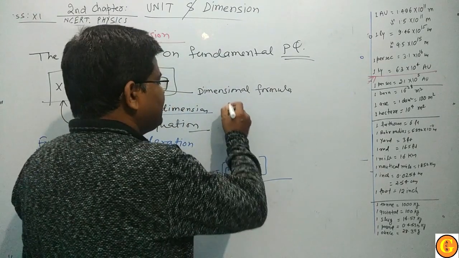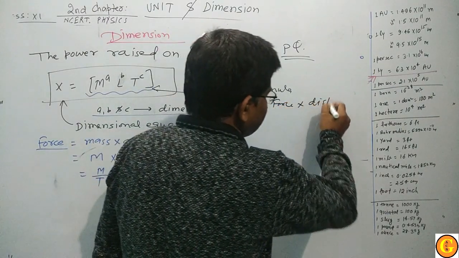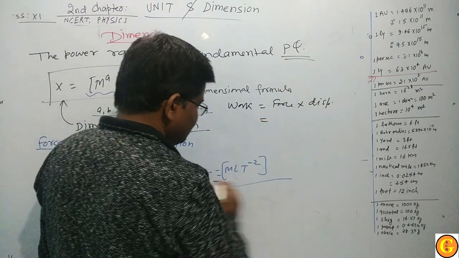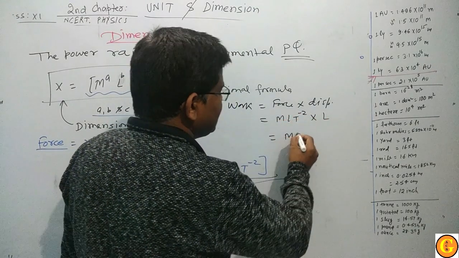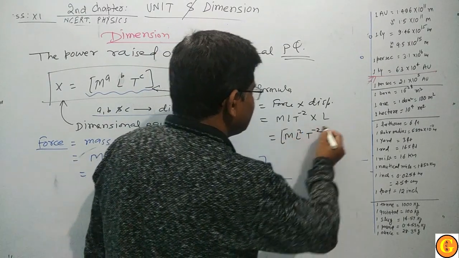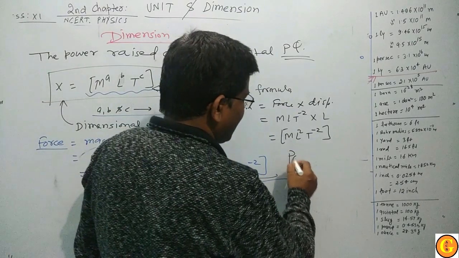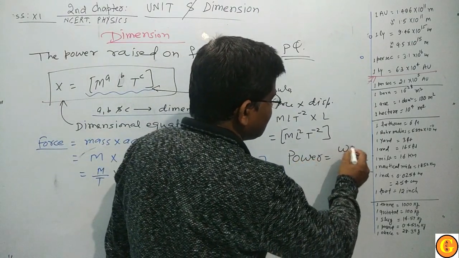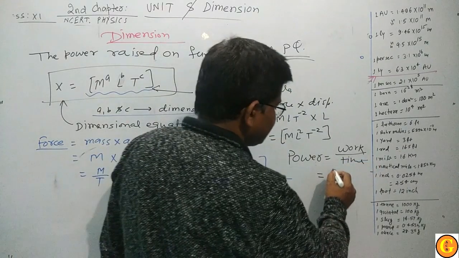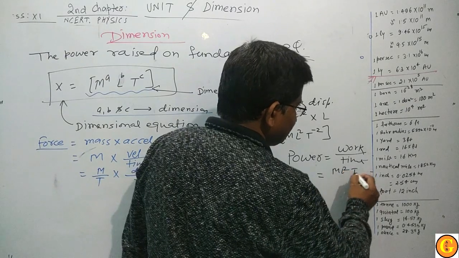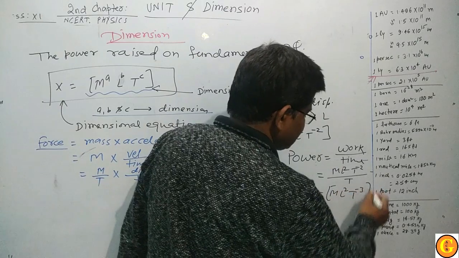If you want to find the dimension of work, work is equal to force into displacement. Just find the value of force, M L T^-2, then L, so it becomes M L^2 T^-2. And if you want to find the dimension of power, power is equal to work by time. Work is M L^2 T^-2 by time again, so it becomes M L^2 T^-3.